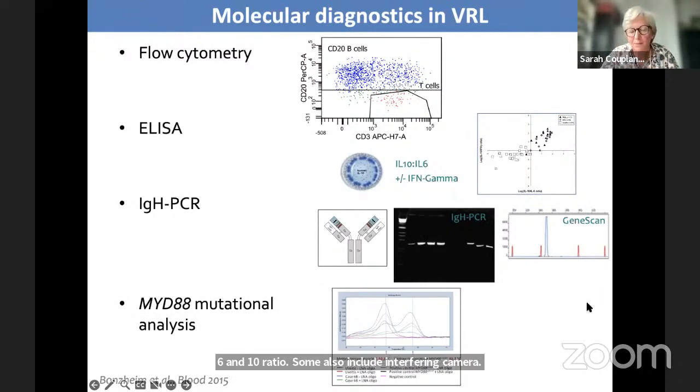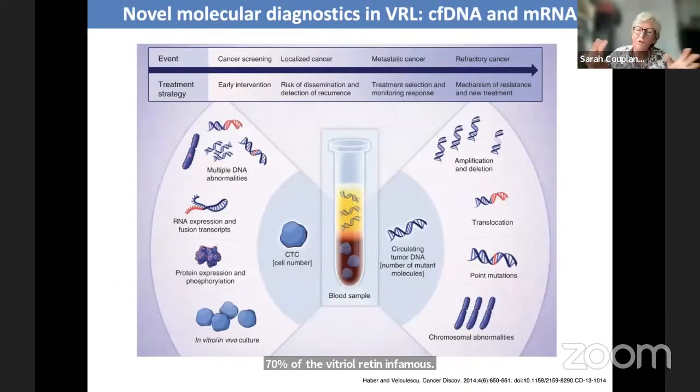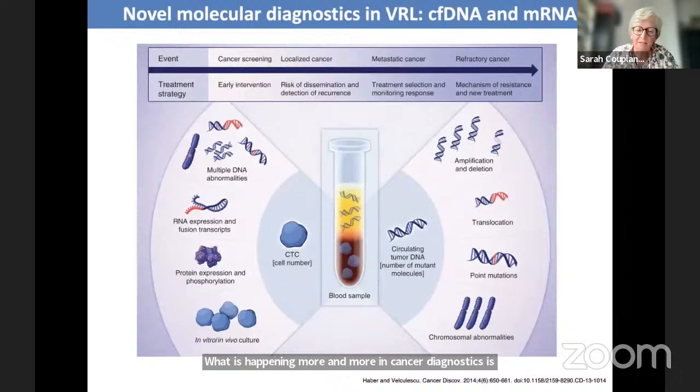We usually reserve some of the specimen, as I mentioned, to do the clonality analysis, where we look at the rearrangements of the immunoglobulin heavy and light chains. And we also try to reserve some of the sample to do the MYD88 mutational analysis, which is present in approximately 70% of the vitreoretinal lymphomas. What is happening more and more in cancer diagnostics is looking at liquid biopsies, and obviously when we're referring to the aqueous and the vitreous, these are liquid biopsies. But what I'm referring to here is people looking within the blood at circulating tumor cells and circulating free DNA, and also things called exosomes, which may contain microRNAs. And so I'll move on to that with respect to the eye.